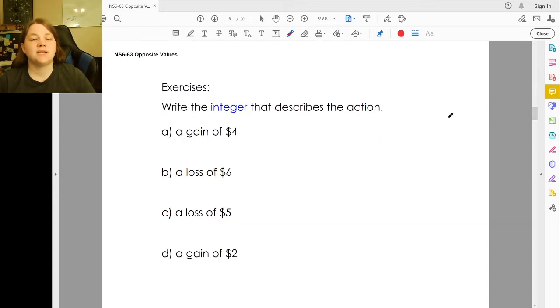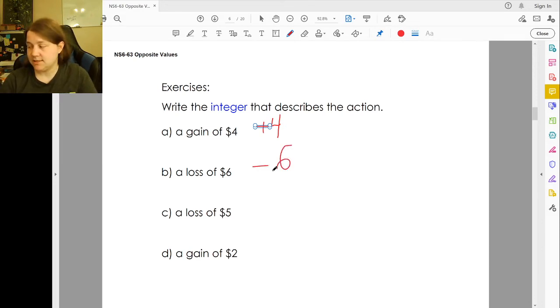They want us to write the integer that describes the action. So if you gain $4, that's you adding $4 to your wallet. If there's a loss of $6, that's $6 being subtracted out of your wallet. A loss of $5 is minus 5, a gain of $2 is plus 2.